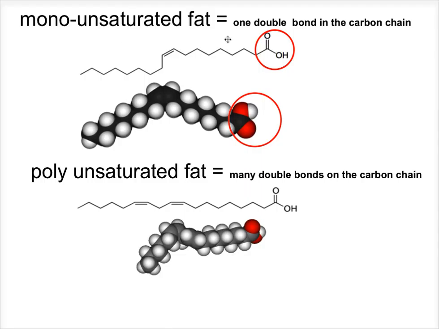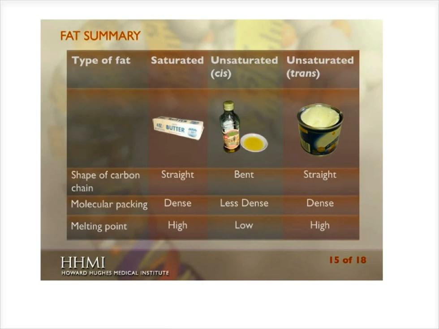Monounsaturated fats only would have one double bond within them, and so this causes them to actually bend. Here's your carboxyl group, but you see this bend in the molecule. And then your polyunsaturated fats have 2 or more double bonds in the carbon chain, so they tend to be even more bent. Here again is the carboxyl group that is going to form that bond in the glycerol molecule.